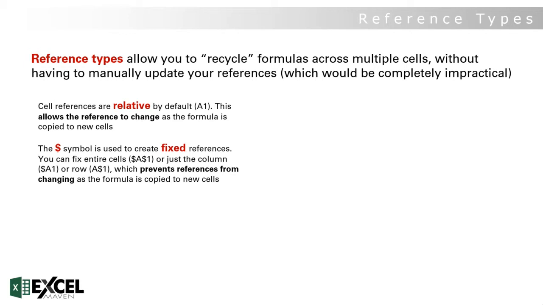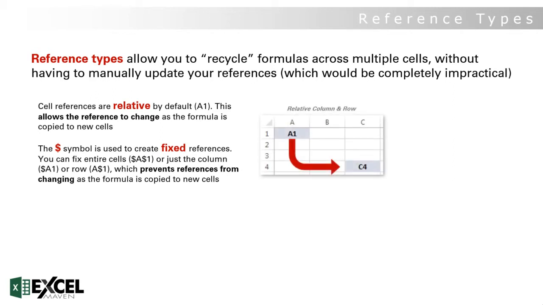What this does is prevent those references from changing as the formula that it's contained within is copied to new cells. In other words, it locks in that reference or that piece of a reference and prevents it from sliding with the formula. So let's take a minute to illustrate what this really means. Consider a reference in cell A1 that's completely relative by default. If you were to copy and paste that formula from A1 to C4, notice that both the column and the row shift. A shifts to column C, 1 shifts to row 4. So the entire reference has changed.